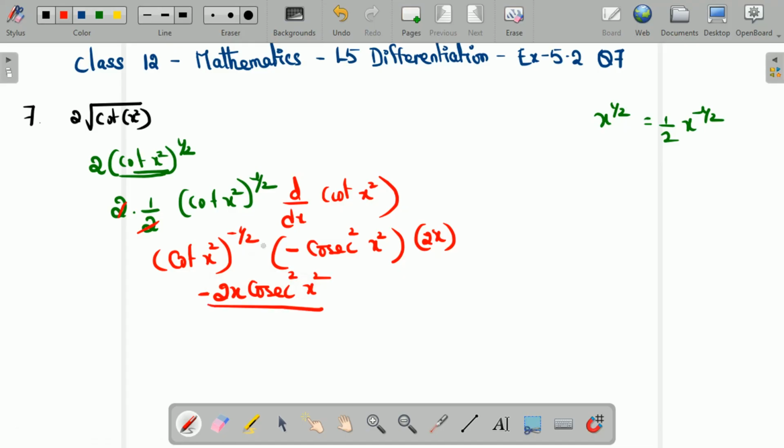The whole thing I'm bringing, because this is minus half, to the denominator, root of cot of x squared. So this is the final answer for this particular question.